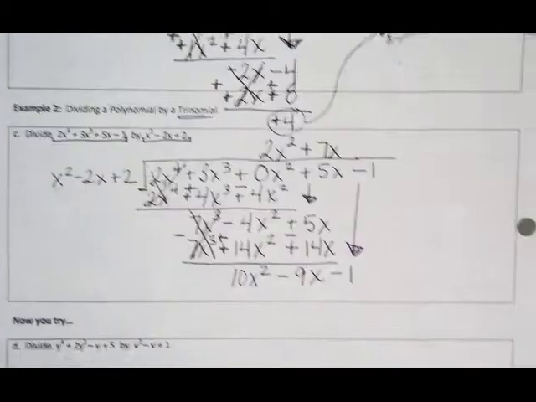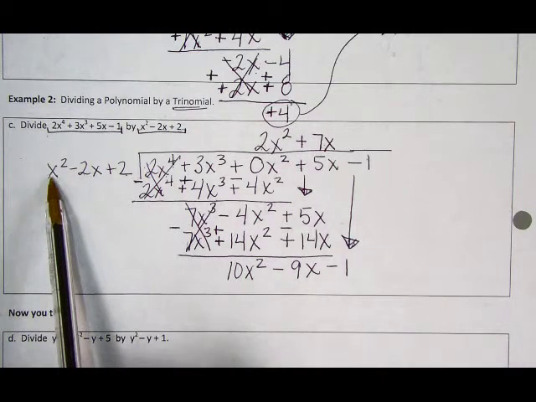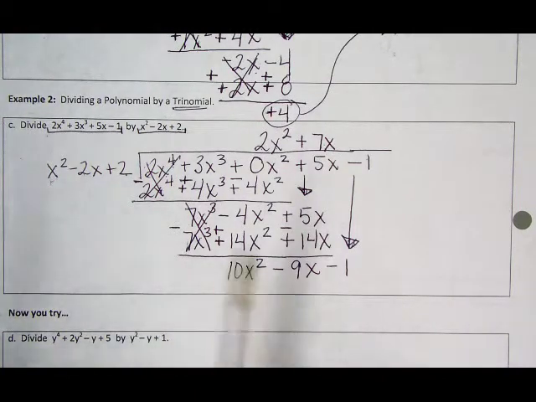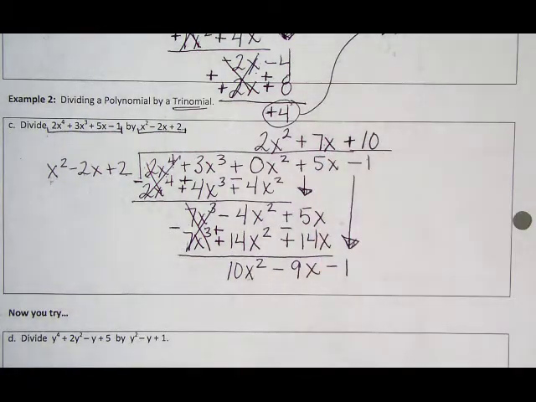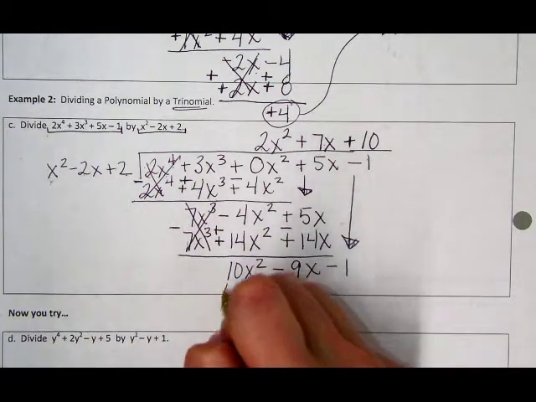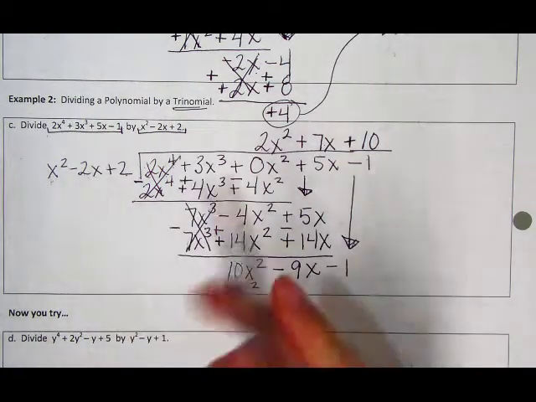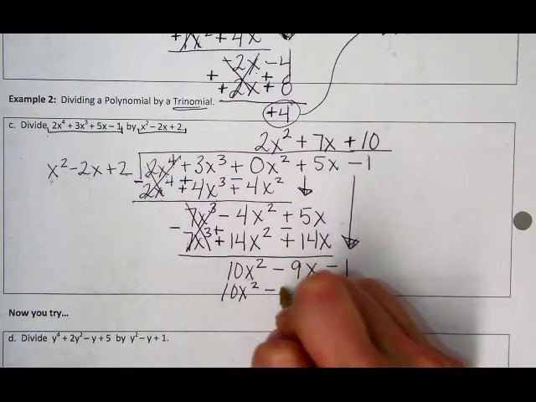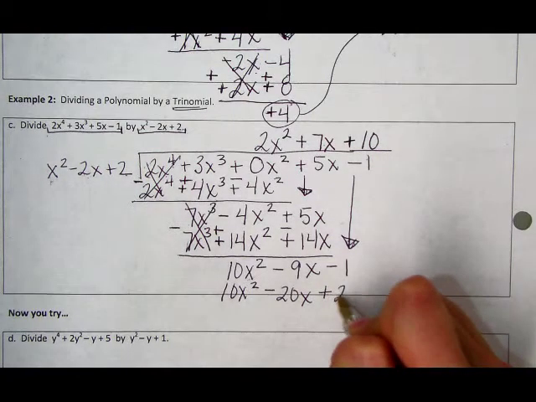Going through one more time, I need a number up here that when I multiply by x squared, I get 10x squared. So I have my x squared represented here, but I'm missing the 10. So I know that I'm going to have to get a positive 10 up top. Positive 10 times x squared gives me 10x squared. 10 times negative 2x gives me a negative 20x. And 10 times a positive 2 gives me a positive 20.